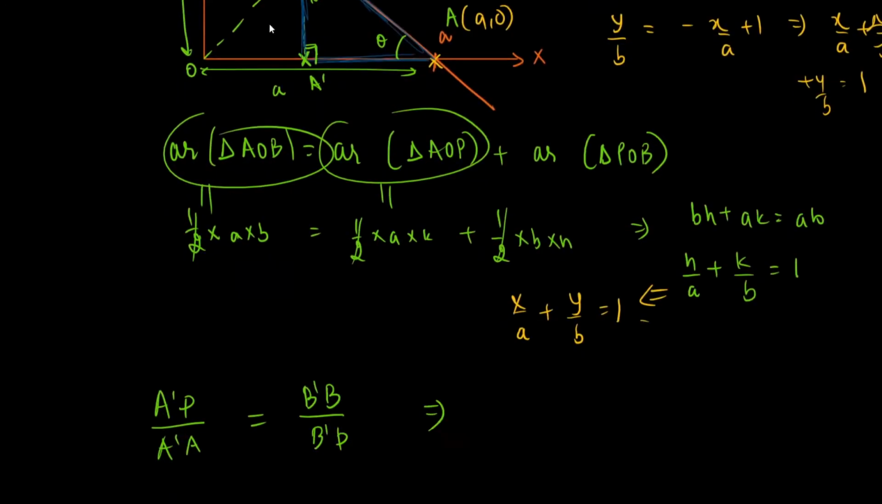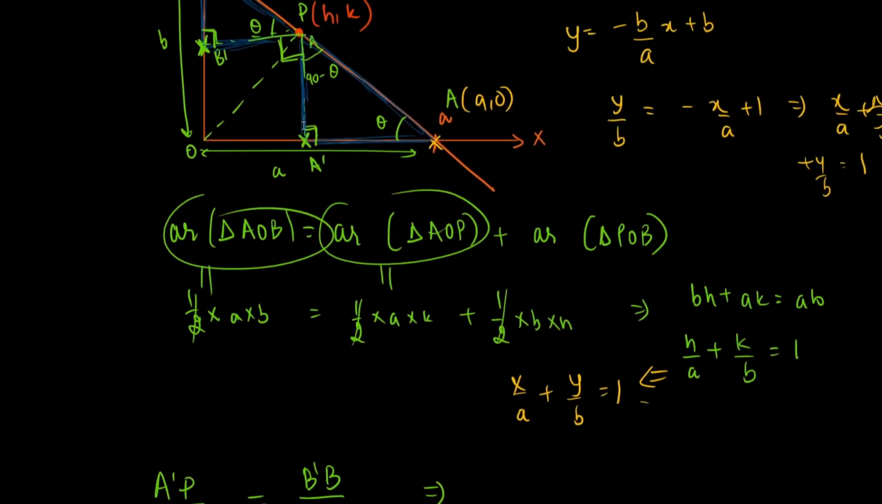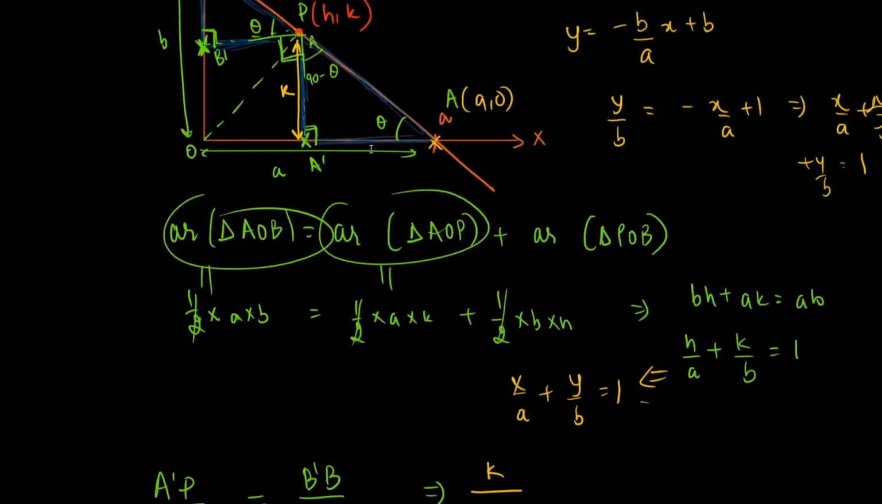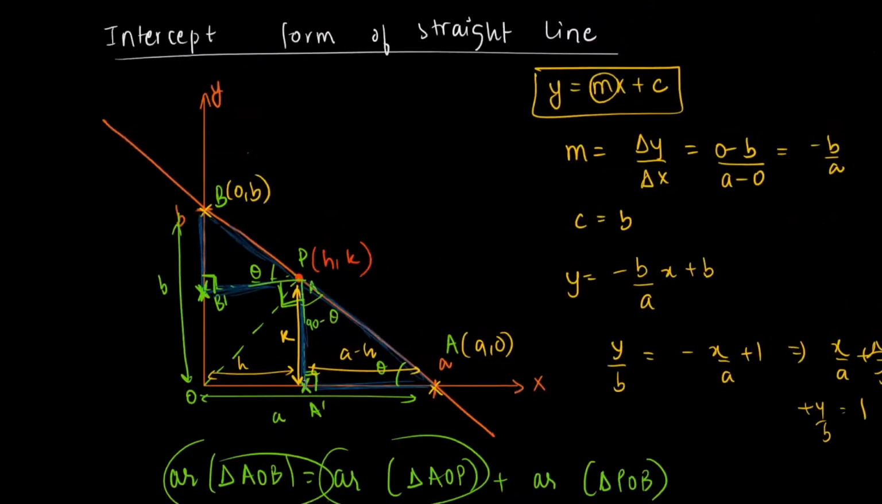Let me use a different color. So a dash p is equal to this distance, a dash b is equal to k. So k over a dash a, from here to here. So this entire thing is a and this thing is h. So whatever is left over is a minus h. So k divided by a minus h is equal to b dash b over b dash p.